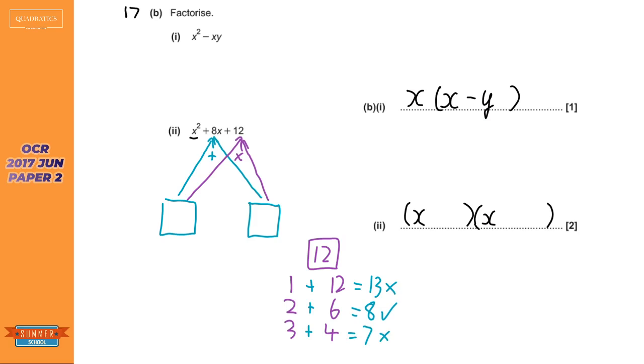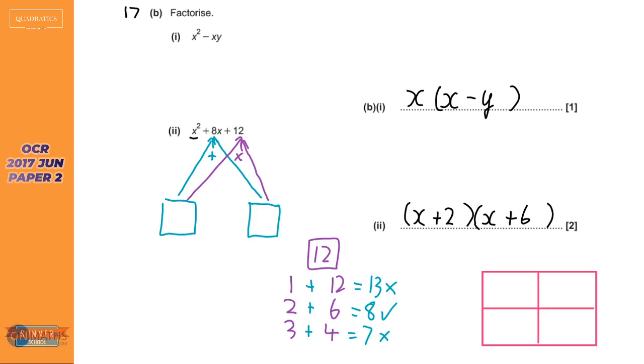And they're both positive, so it'd be plus 2, plus 6. Okay. We can check that, and I'd always advise you to check it. So we're going to expand it and check it at the end of the exam. You don't need to do it at the time. When you've got some time left at the end of the exam, you can spend that time checking it.